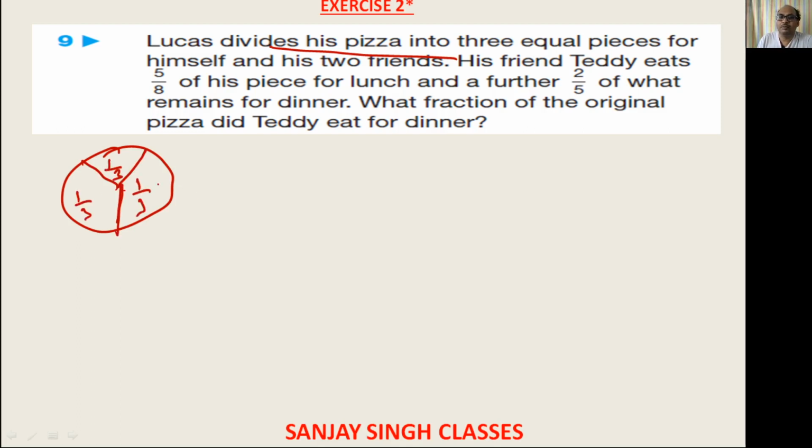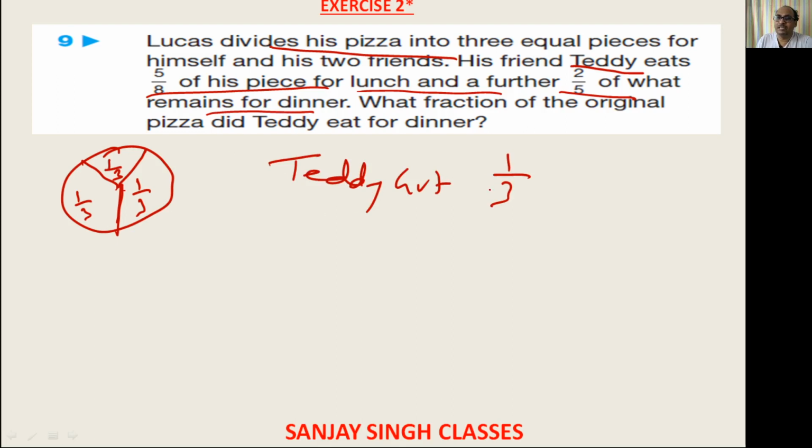So 1 by 3rd, 1 by 3rd, 1 by 3rd. Three friends have divided this pizza. Now his friend Teddy eats 5 by 8 of his piece for lunch, and a further 2 by 5 of what remains for dinner. So Teddy got how much? 1 by 3 of the original pizza, 1 by 3rd piece.